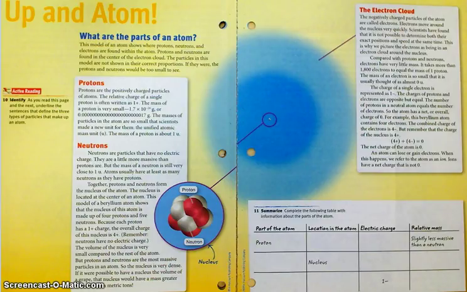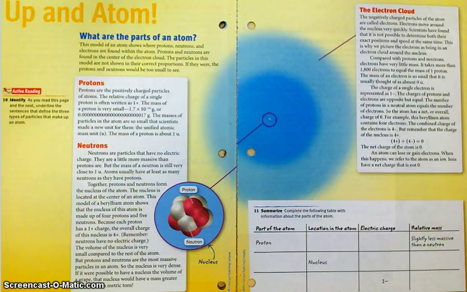Okay, protons are the positively charged particles of atoms. The relative charge of a single proton is often written as +1 or 1 plus. The mass of a proton is very, very small, 1.7 times 10 to the negative 24 grams, or I don't even know how to say a number that small, but there it is.